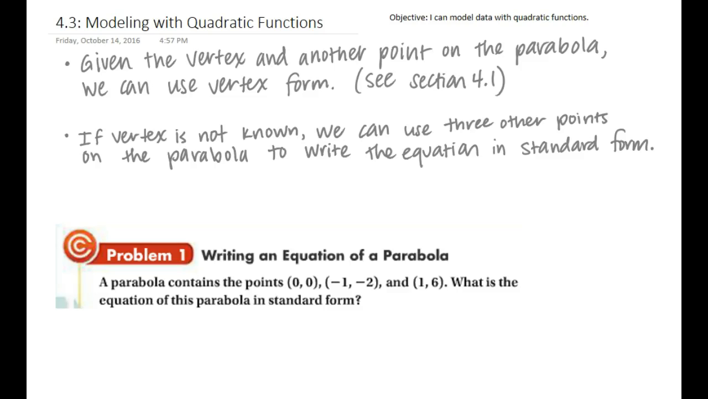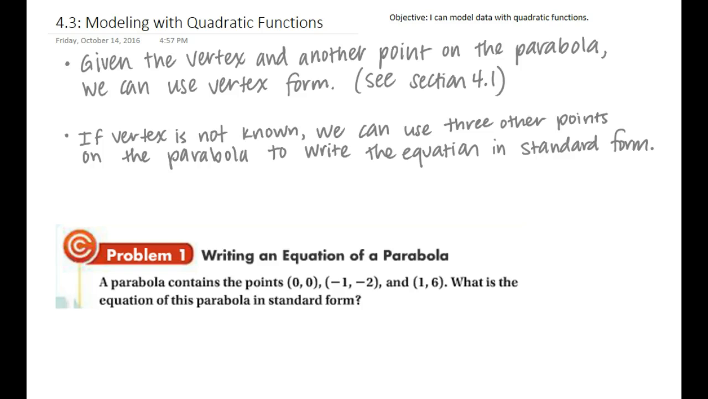Today we're going to be modeling with quadratic functions, and our objective is that we can model data with quadratic functions. So let's begin by talking about a little bit from lesson 4.1. When we are given the vertex and another point on the parabola, we are able to use vertex form to write the equation of that parabola.